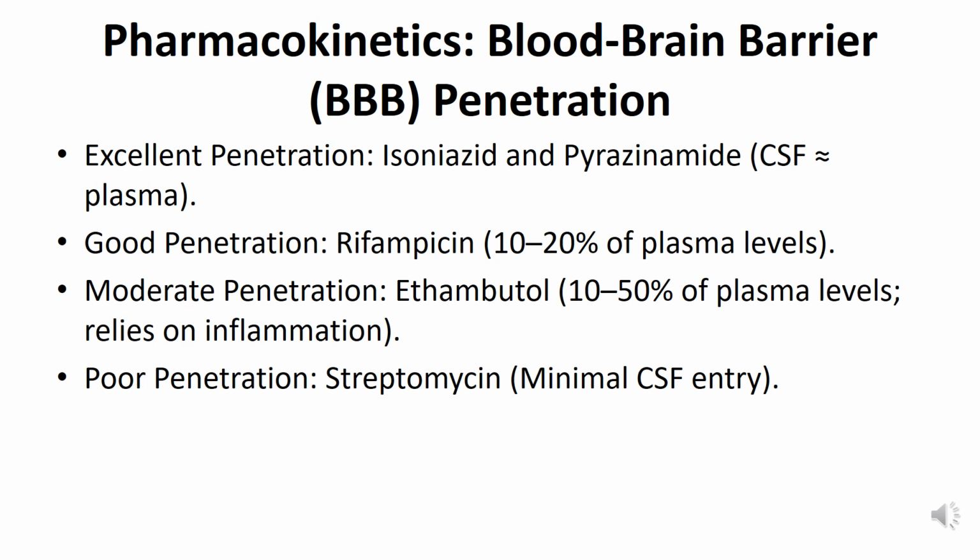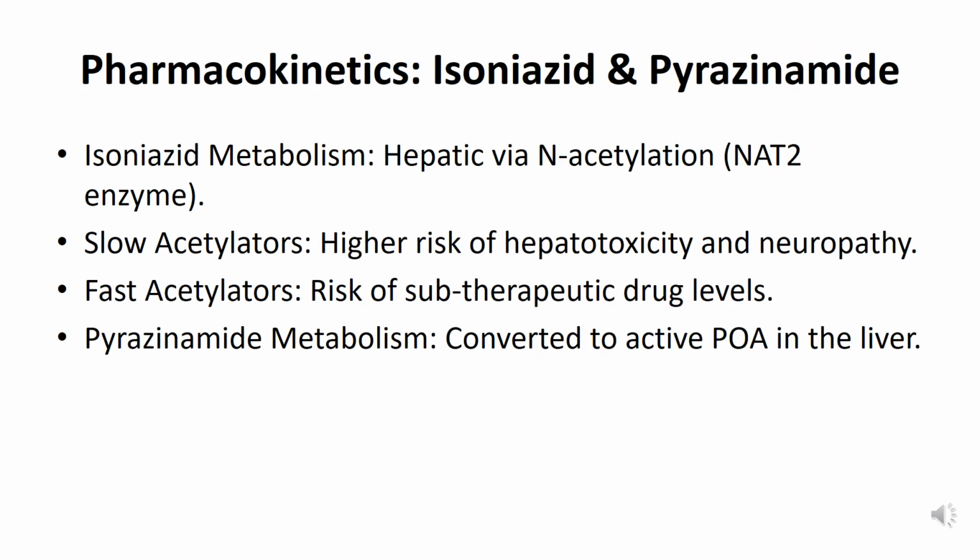Let's take a closer look at the pharmacokinetics of two key anti-tuberculosis drugs, Isoniazid and Pyrazinamide. Understanding how these medications are processed by the body helps explain both their effectiveness and their potential side effects. We'll start with Isoniazid, often called INH. After absorption, Isoniazid is distributed throughout the body and achieves excellent penetration into the central nervous system.